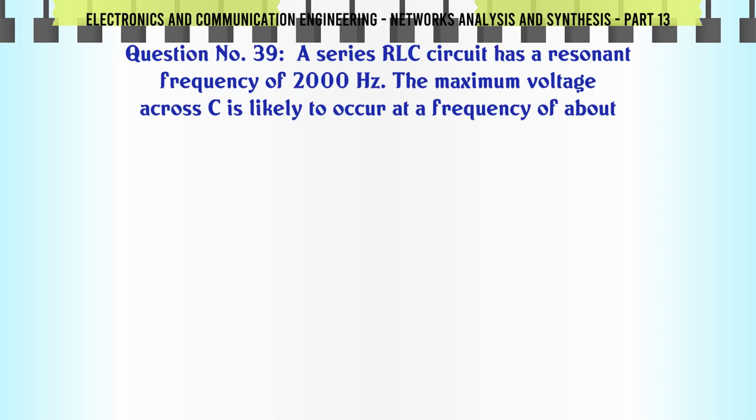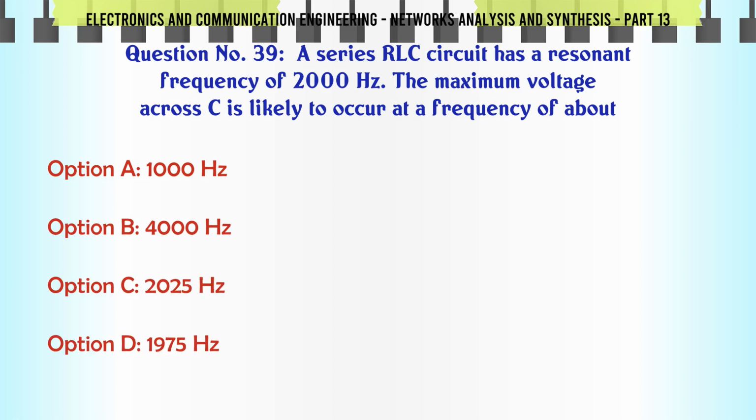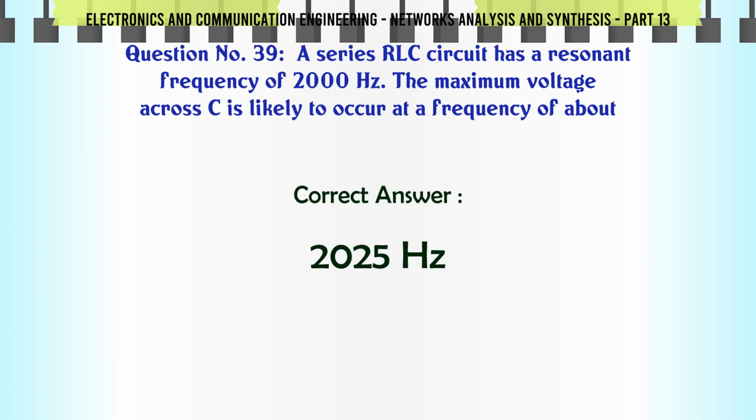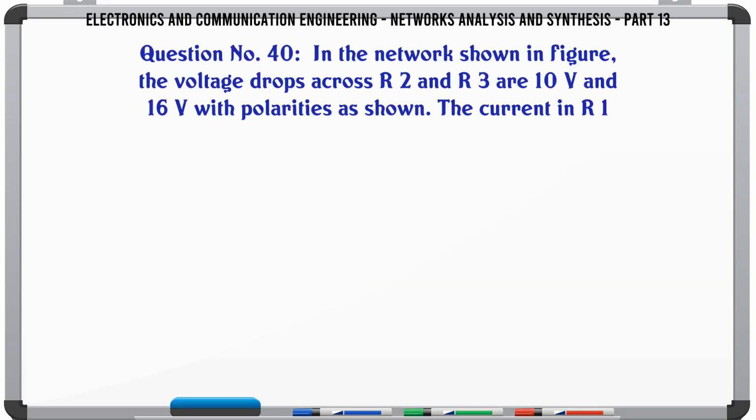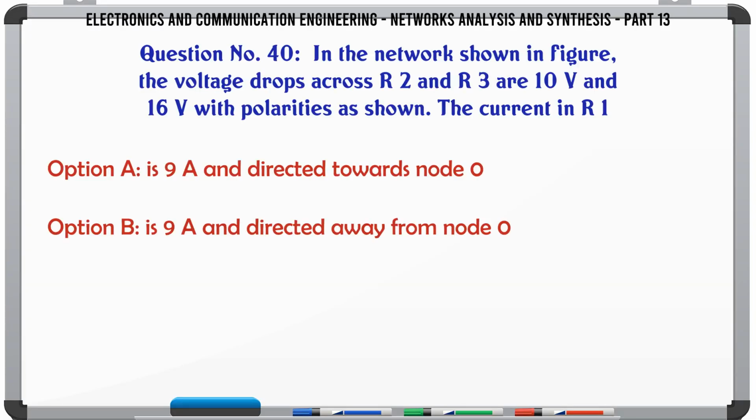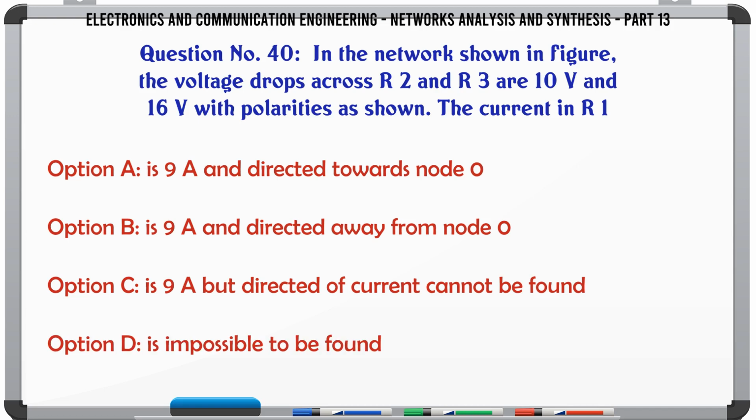A series RLC circuit has a resonant frequency of 2000 Hz. The maximum voltage across C is likely to occur at a frequency of about A. 1000 Hz, B. 4000 Hz, C. 2025 Hz, D. 1975 Hz. The correct answer is 2025 Hz.